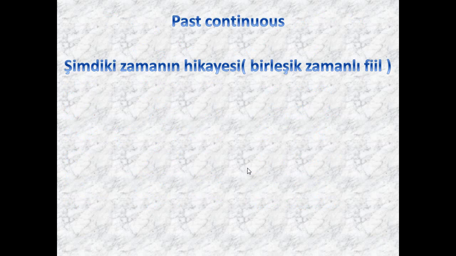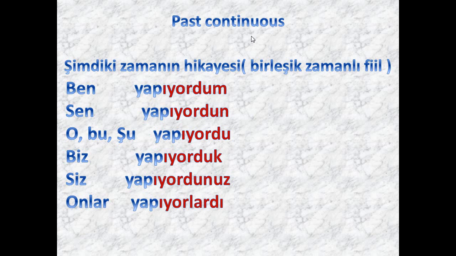Here we have past continuous. They don't call it past continuous. They call it şimdiki zamanın hikayesi, the story of present continuous. I don't know why they call it this. They could call it something much easier. Okay, we don't want to name this tense, but what I'm going to teach you is that what you're going to see now is quite equivalent to past continuous. Okay?